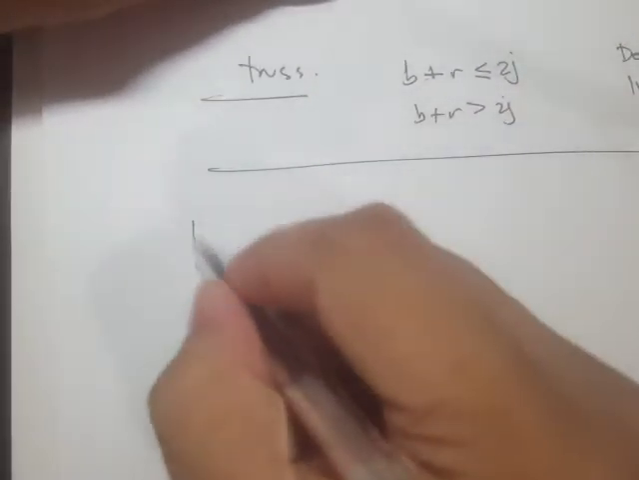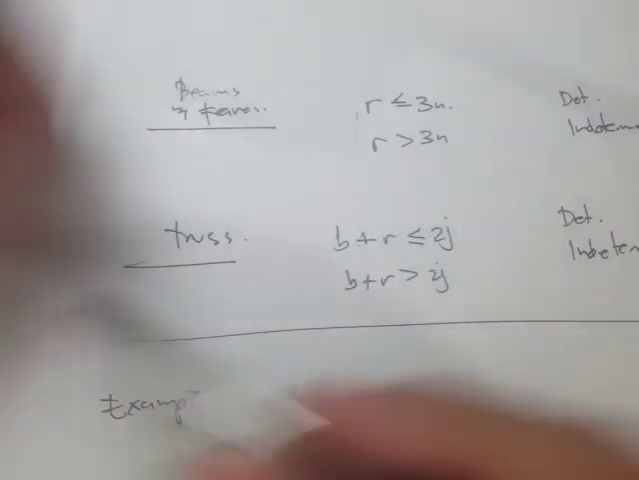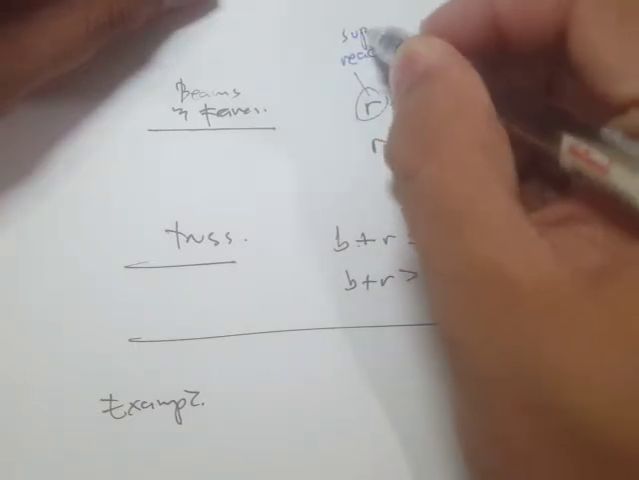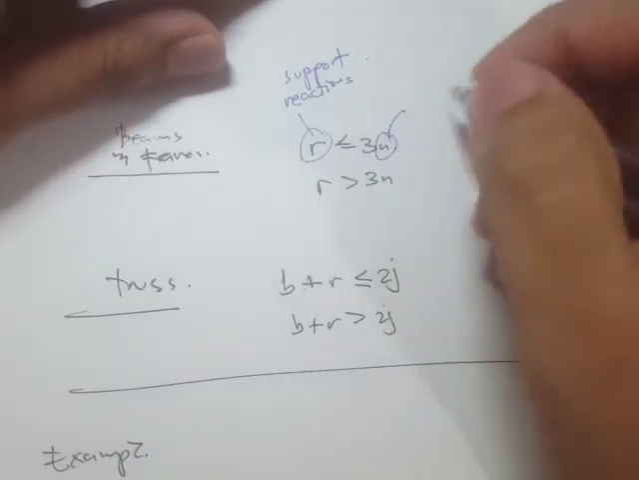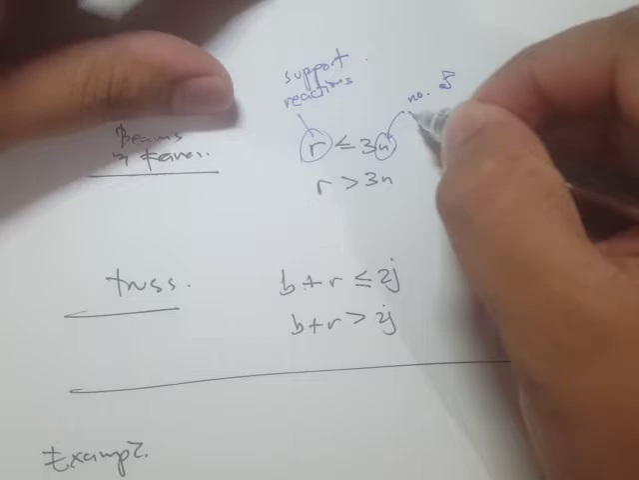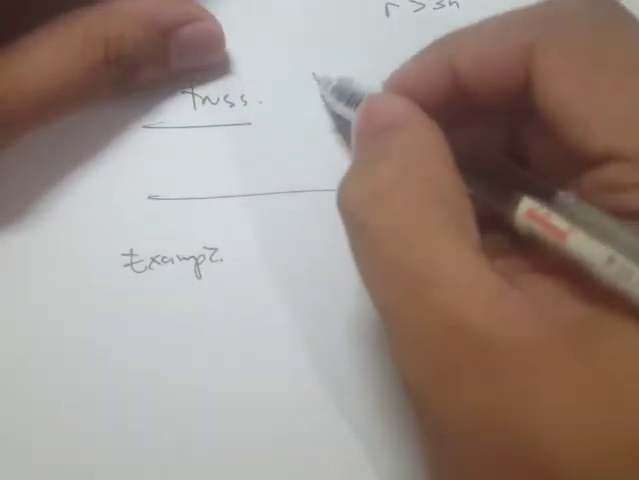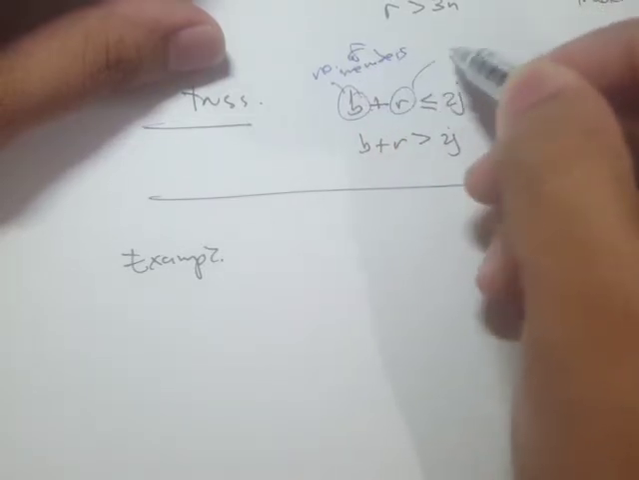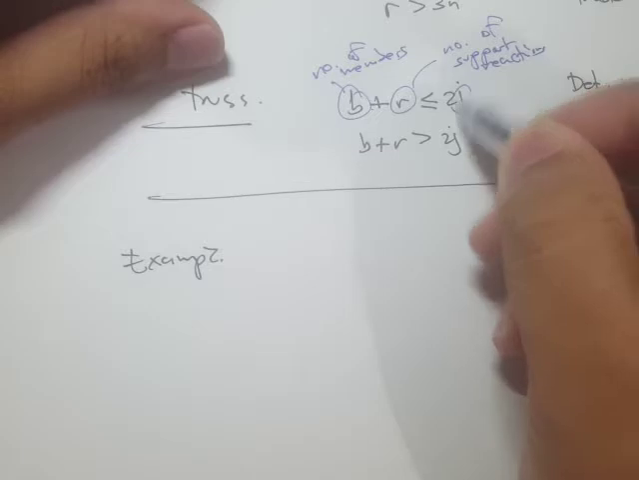So, example right here. By the way, this R is the reactions, or support reactions, and this n is the number of members. Right here, this b is the number of members for a truss, this r is the number of support reactions, and this j is the number of joints.